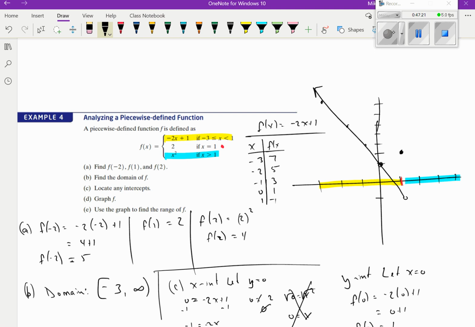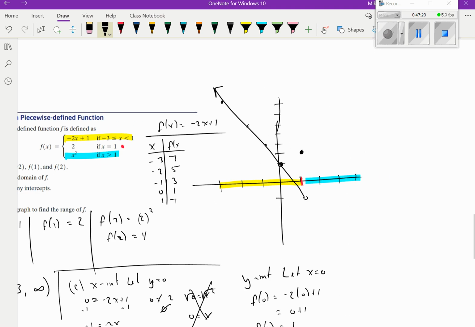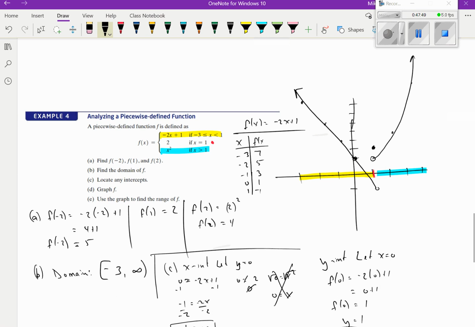And then beyond 1, we want x squared. If I plugged in 1 squared, that would have been 1, so that would have been here. 2 is 4, so it's 1, 2, 3, 4, up here. 3 would have been 9, so that's going farther up there. It would have looked like this. So that is our piecewise function on example number 4.